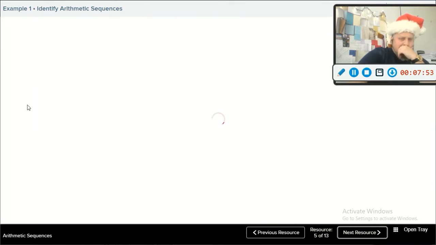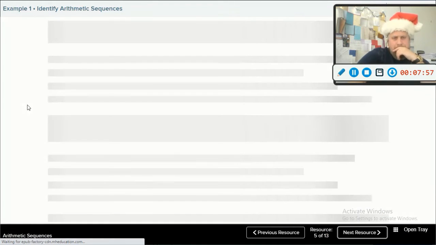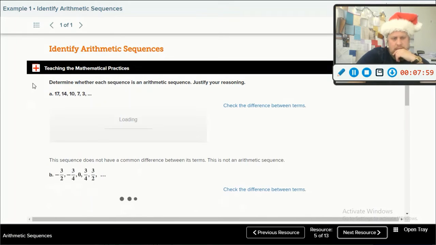Kind of busting through these. You can pause if you need to look at them. I like sequences. I like them because they're not too terrible. I mean, some of these, like B, are pretty rough, but we'll get through it.